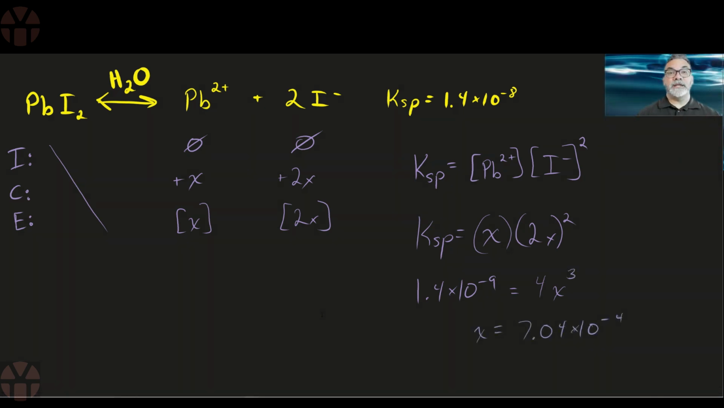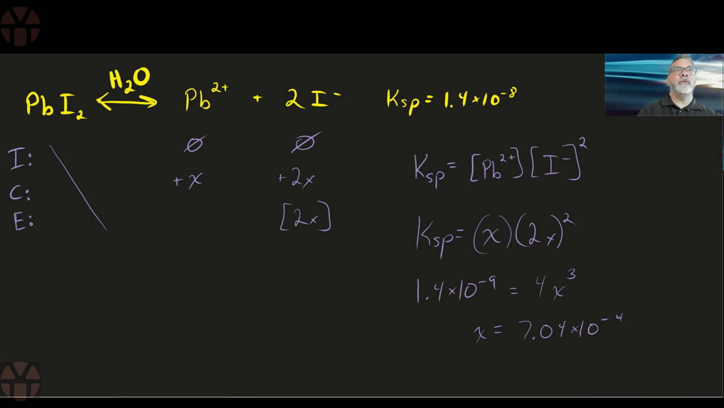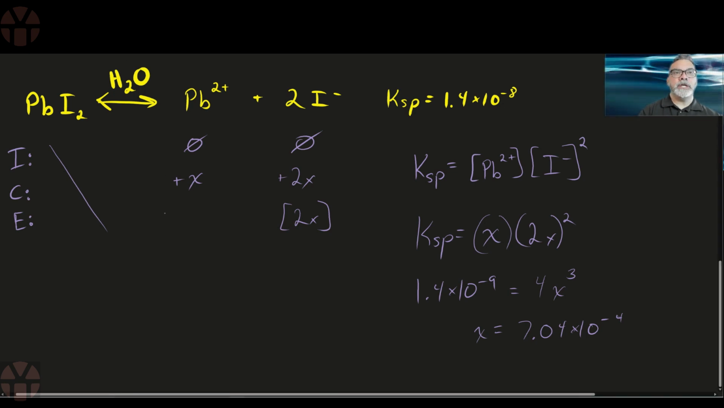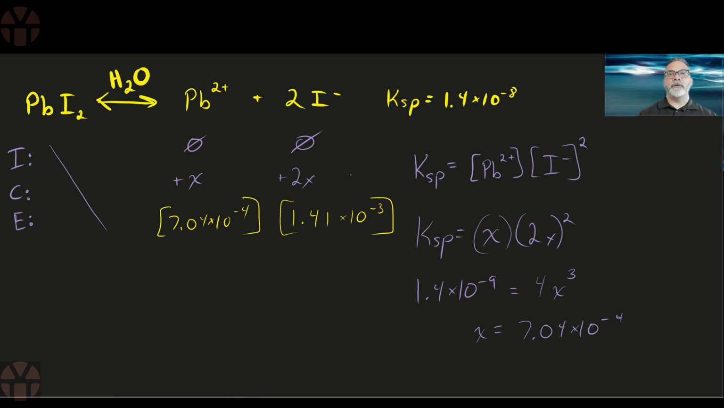So when everything is said and done and we solve for our value of x, in other words, when I take the cube root to solve for x, I get that x equals 7.04 times 10 to the negative 4th, which means that at equilibrium, the concentration of lead is going to be 7.04 times 10 to the negative 4th. And the concentration of iodide at equilibrium is going to be 1.41 times 10 to the negative 3rd.